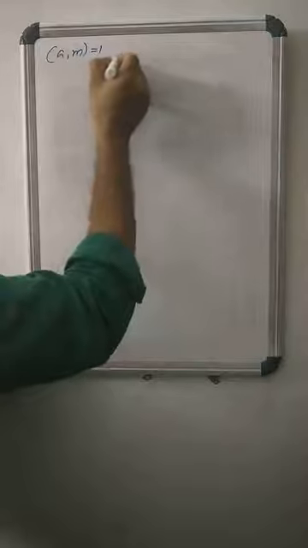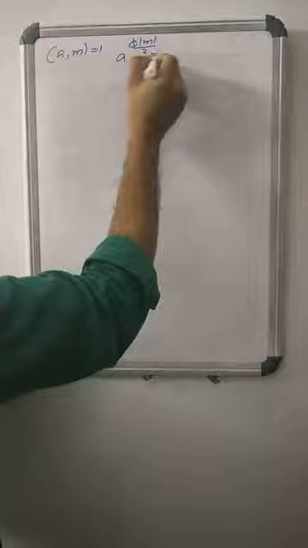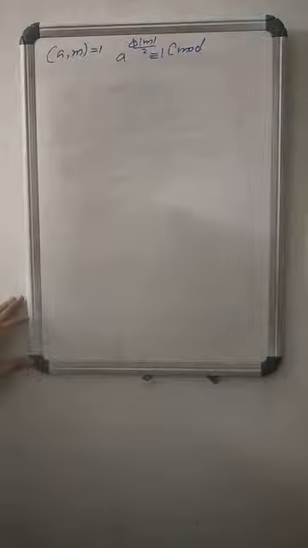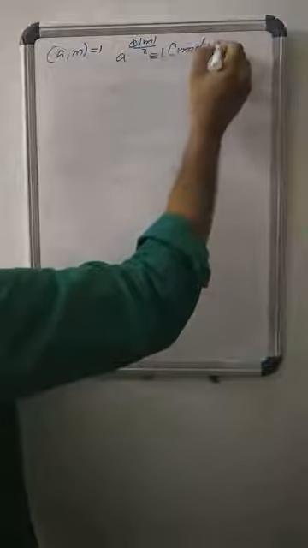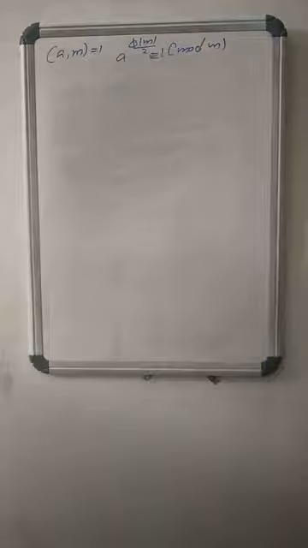of this primitive root. For the non-existence we have to show that a power phi m by 2 is congruent to 1 mod m. Here, note that m is not of the form 1, 2, 4, p power alpha and 2p power alpha. Why? Because in all of these cases the primitive root mod m exists.